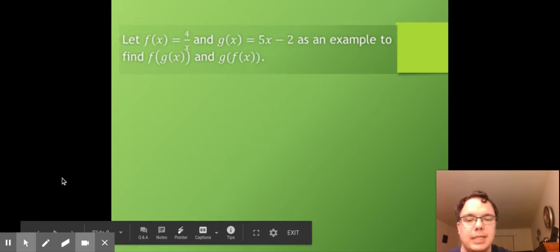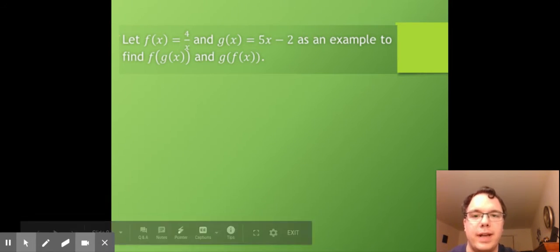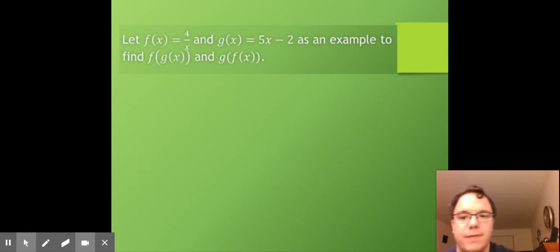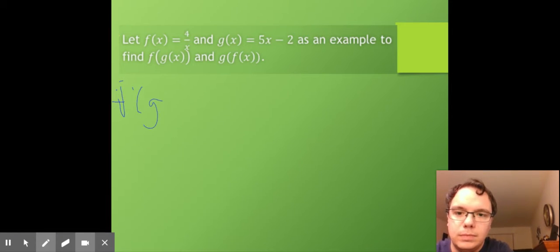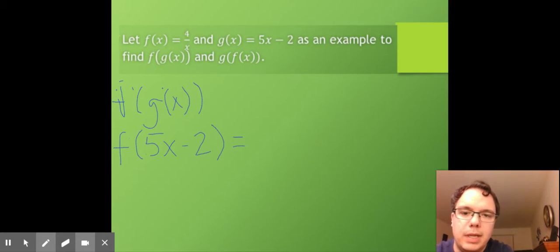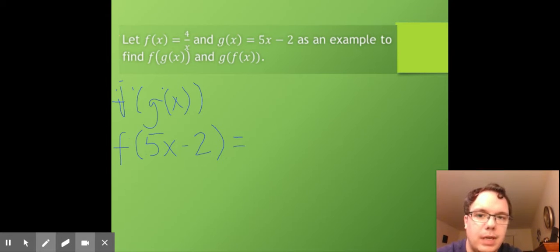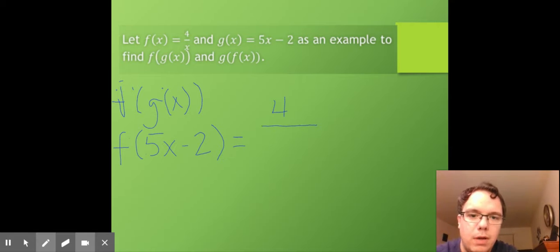So let's actually do this example of f of x equals 4 over x and g of x equals 5x minus 2. So the first one it says to find is f of g of x. To do that, we're going to take f of g of x, and g of x is 5x minus 2. So that means we are going to plug in 5x minus 2 anytime we see an x in the f function. So the f function is 4 over 5x minus 2.